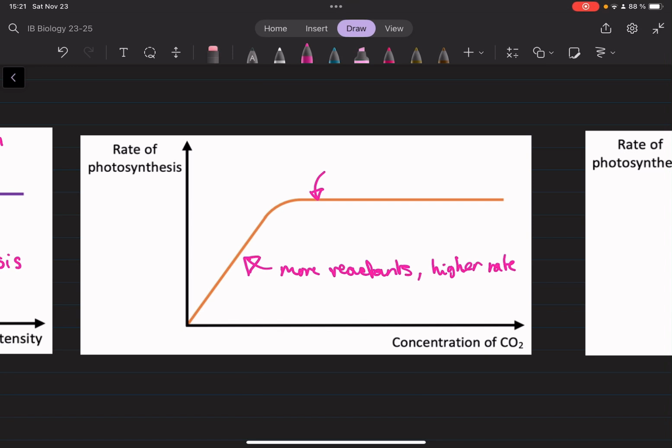That means that there's enzymes involved, and at some point all the enzymes that work with the CO2 will become saturated. So it doesn't matter that there's more CO2 if there's not enough enzymes to catalyze the reaction, then obviously it's going to plateau, because the reaction is just going to stay the same. There's going to be the same amount of enzymes that are going to be catalyzing the same amount of CO2, which means the rate of reaction will stay the same.